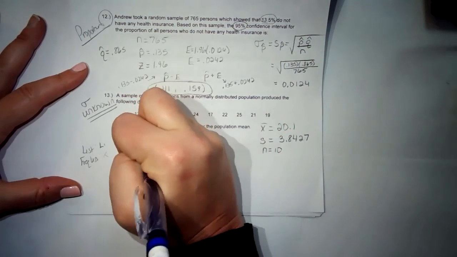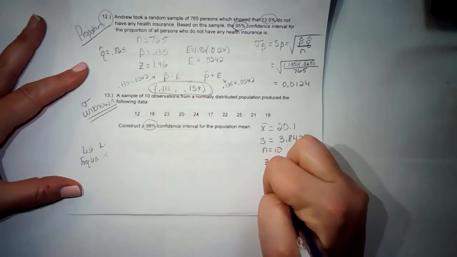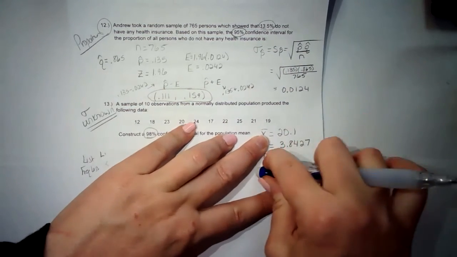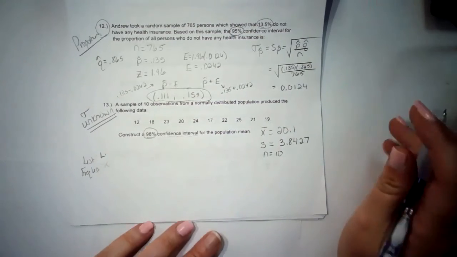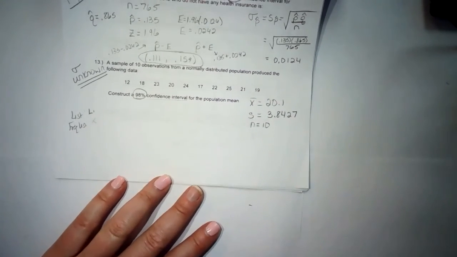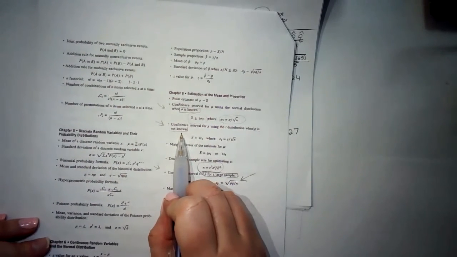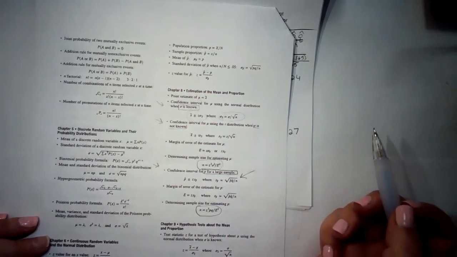We also have a Z, because it gave us, oh, we can't even use that. Forget, that's not a Z because we're on sigma unknown. My bad. Okay, so this is what we have so far. Okay, let's go to our key formula sheet for chapter 8. All right, sigma is unknown. So here we are, sigma is not known.